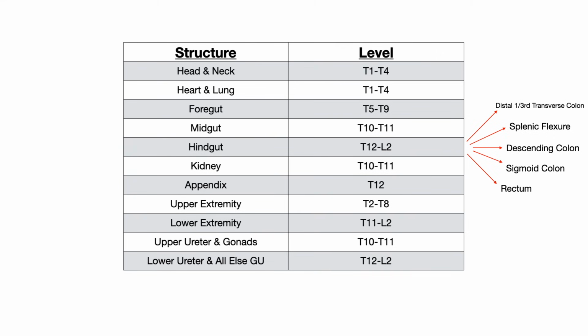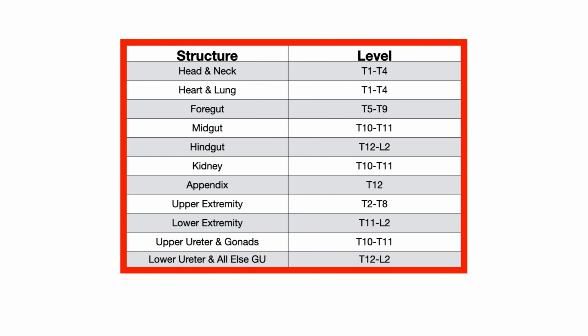So this table, again, just to really hammer this home with a 3,000-pound hammer made of gold, this is high yield. You have to know this. If you don't memorize this and you don't know these levels, you are going to get a lot of questions wrong. So spend your time here.